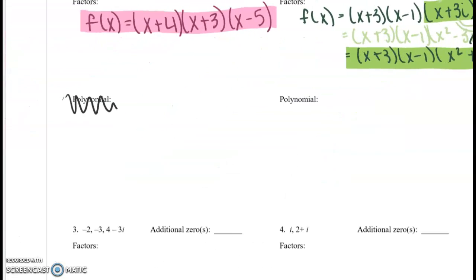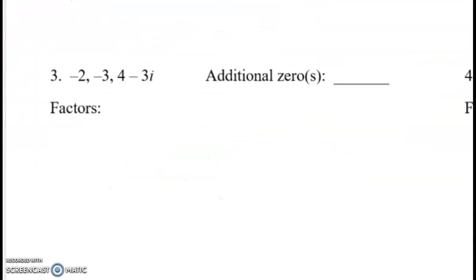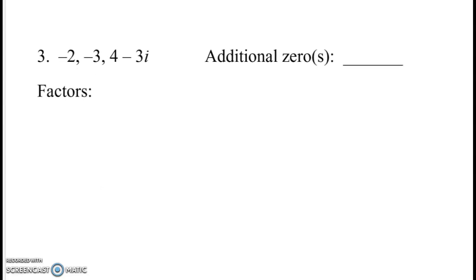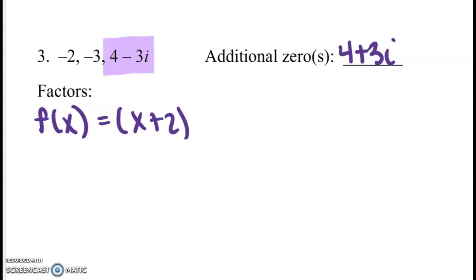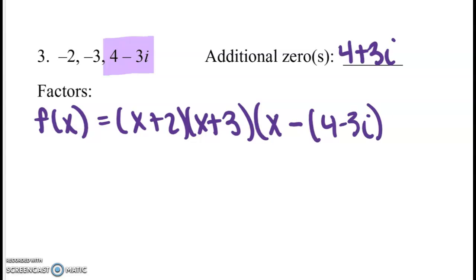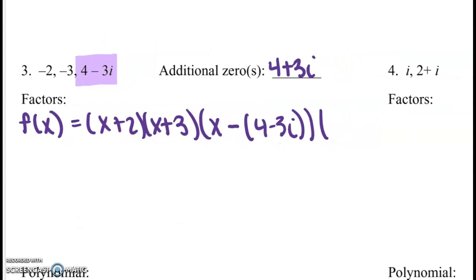All right, for the very next one. This one's a little trickier because my imaginary solution here is 4 minus 3i. Conjugate is 4 plus 3i. So, again, f of x equals x plus 2, x plus 3. Okay, that 4 is positive, so I've got x minus 4 minus 3i. And I also have that 4 is still positive, so x minus 4 plus 3i.